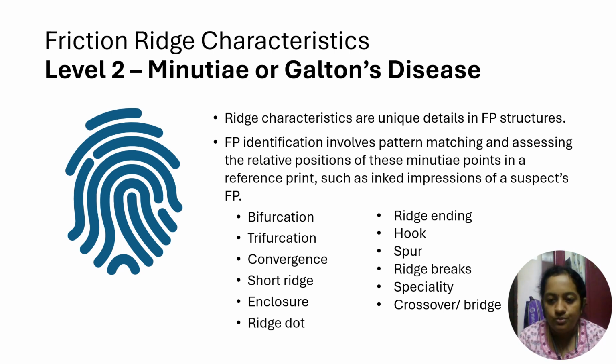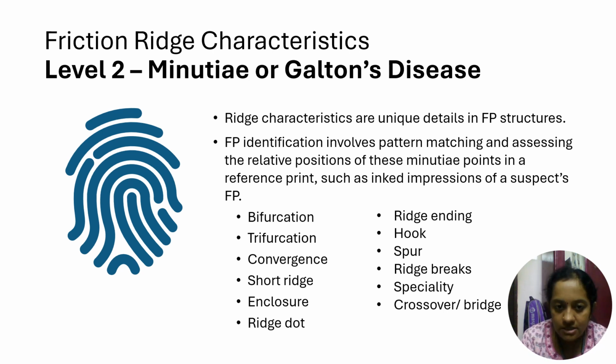Next is level 2. Level 2 is about minutiae, or Galton's details. The ridge characteristics are unique details in a fingerprint structure. Fingerprint identification involves pattern matching and assessing these minutiae. Minutiae are the features extracted from a fingerprint for a reference print. These are taken with an inked impression or a digital fingerprint image.